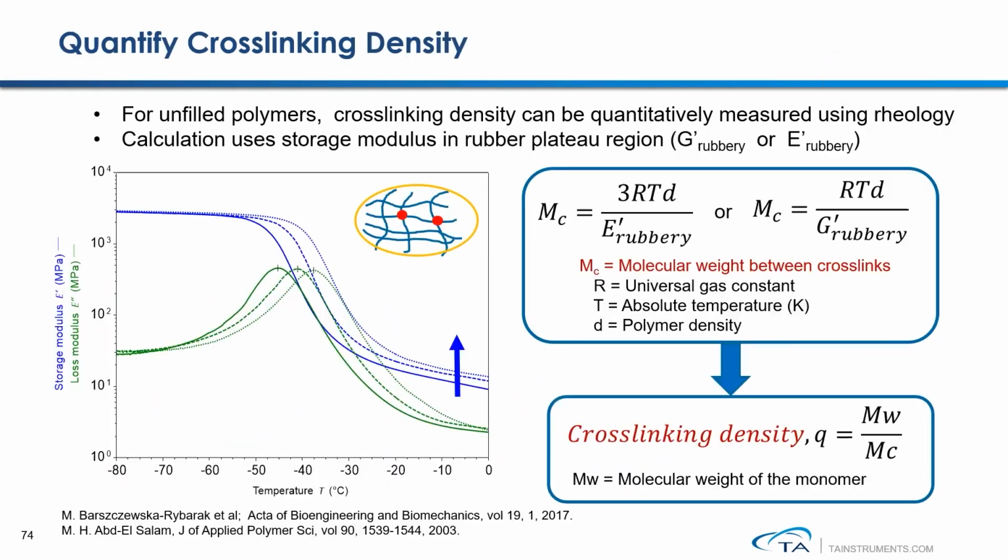For unfilled polymers, the cross-linking density can be quantitatively calculated using either a rheology or DMA measurement. Here is the equation of how to calculate the molecular weight between cross-linking networks, using the modulus that is measured under the rubbery plateau region. Then from here, we can quantify the cross-linking density using this equation.